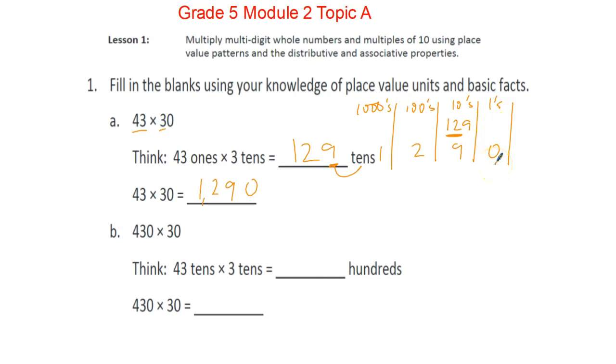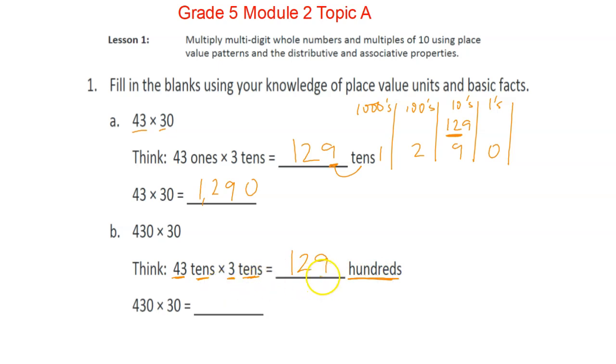Alright, so let's look now. Knowing what we know about A, let's take a look at B. So we have 430 times 30. Think about your basic facts. Well, we know that 43 times 3 is equal to 129. So now we have 129. And we have tens times tens. So that's going to be equal to hundreds.